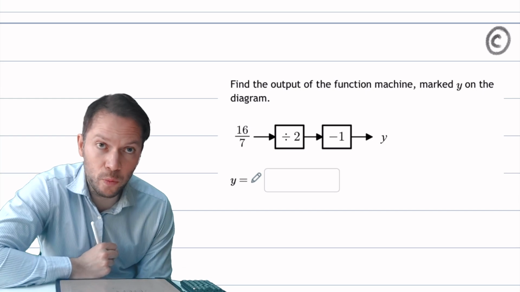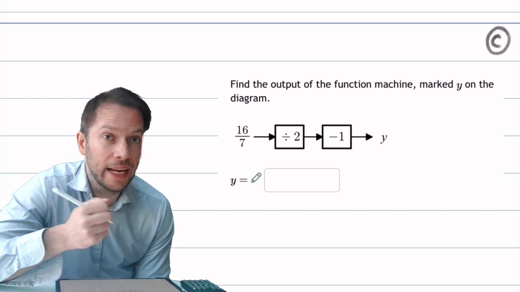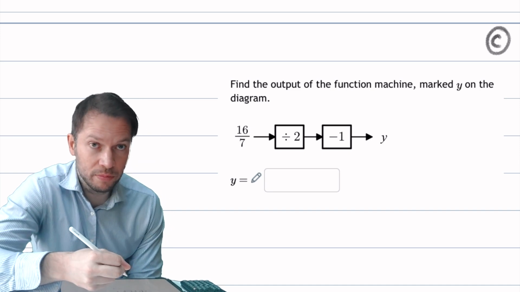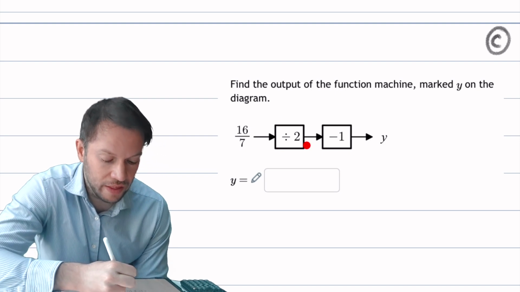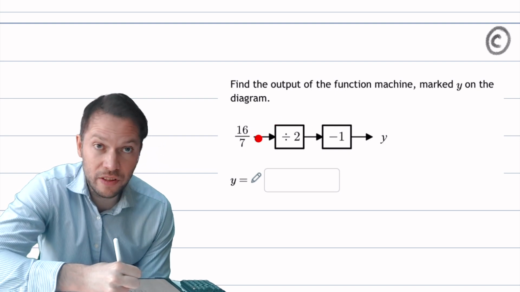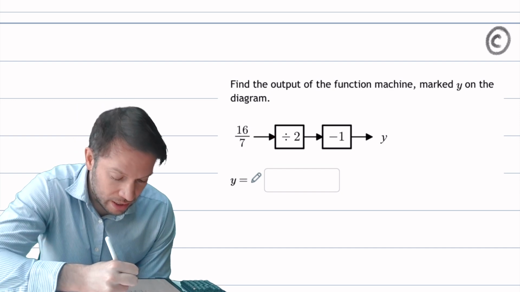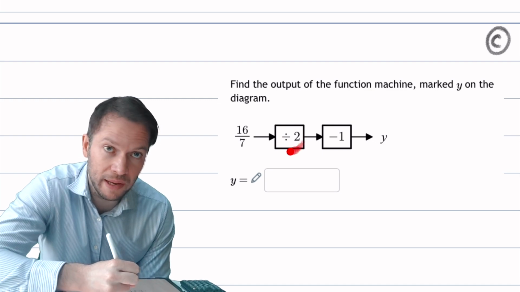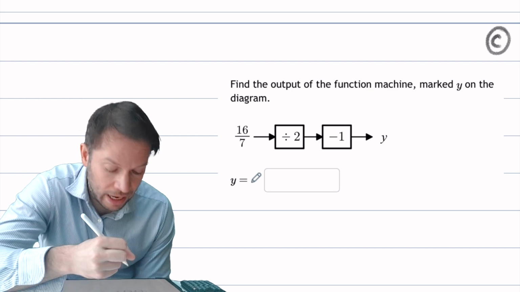Hi, in this video, we're going to use function machines and feed into it a fraction. So let's remind ourselves how a function machine works, also known as a number machine. It's represented by a box like this, and basically we have an arrow into the box, which is what number's being fed into it. We call it the input. This box does something to it, like in this case, it's dividing that input by 2, and then it spits out a number. That's what we call the output.